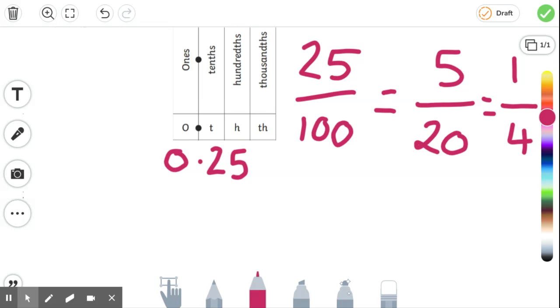However, you may have noticed that 25 out of 100, both of those numbers, 25 hundredths, could be divided by 25. 25, 50, 75, 100. So again, you could have gone straight from there to the end, but it doesn't matter if you need to do more steps as long as you get there in the end. So 0.25, 25 hundredths is the same as a quarter.